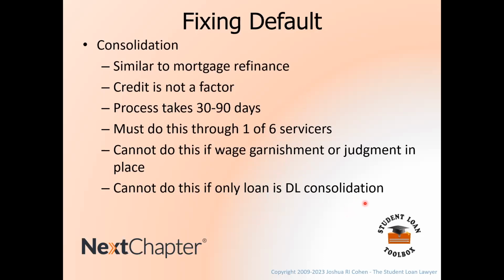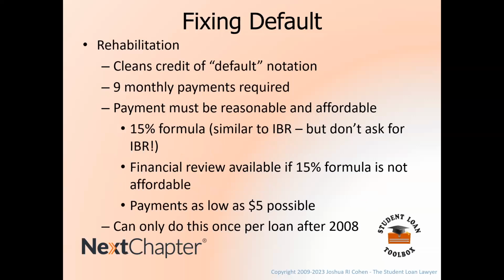You can't do this if your only loan is a direct consolidation. So if you have any other loans, then you can do it. You are allowed to consolidate just one loan. If your client only has a Perkins loan, they can consolidate. If they only have one Stafford, they can consolidate. If they only have an FFEL consolidation, they can consolidate. So, good.